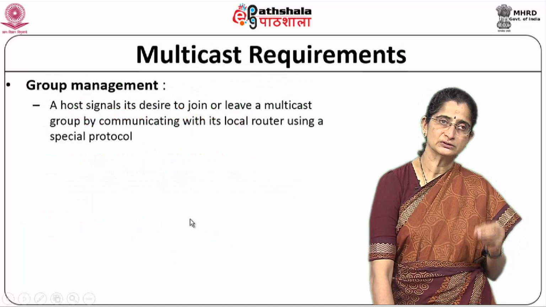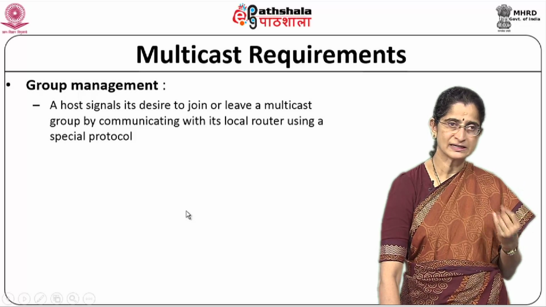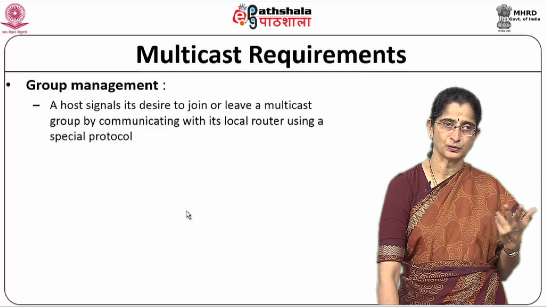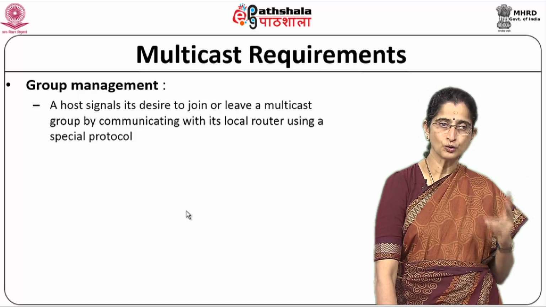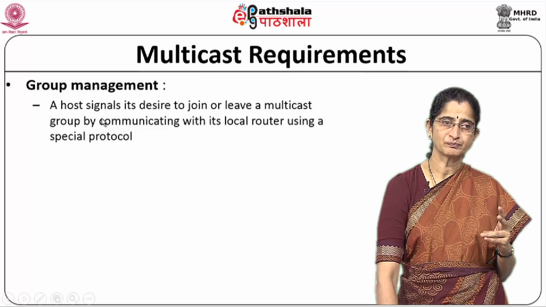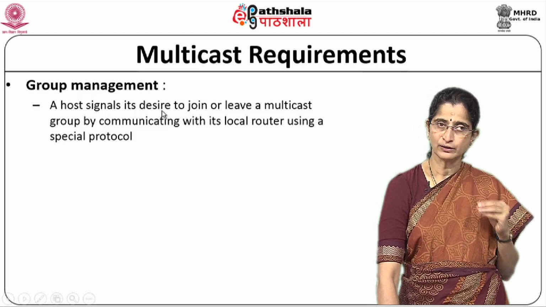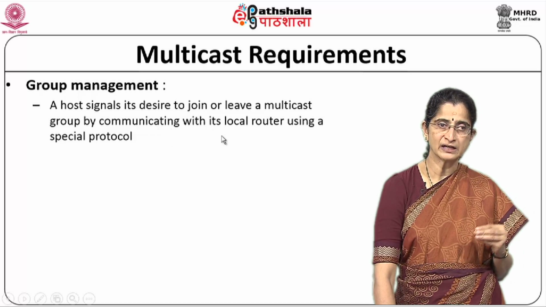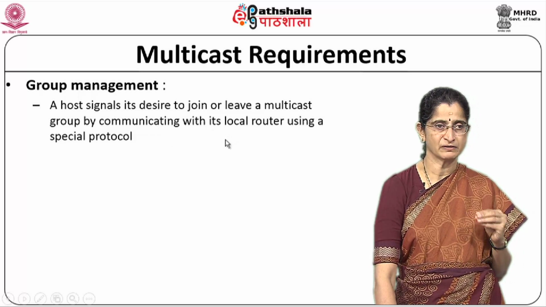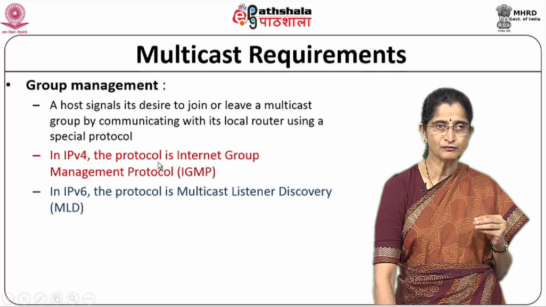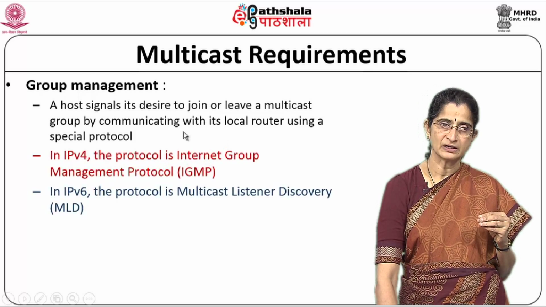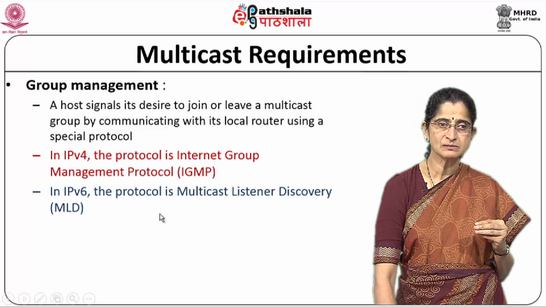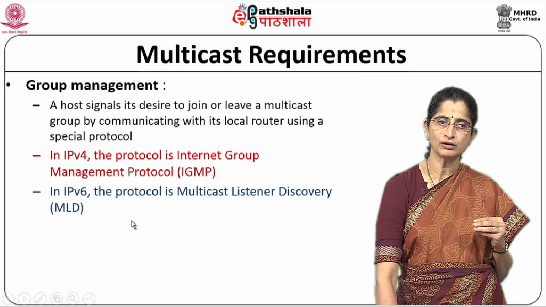Okay. So, what are the basic requirements for multicast? We said we need an addressing scheme, which is already provided by IP. The next things we said were group management and routing. These are the two things that we will be looking at now. Group management essentially has to take care of the following. A host should be able to join or leave a multicast group. It should be able to signal to join or leave a multicast group by communicating with its local router using some specific protocol. So, we need a protocol to do that. In IPv4, the protocol which takes care of this group management is called the Internet Group Management Protocol, IGMP. In IPv6, similarly, we have the Multicast Listener Discovery protocol, or MLD, which is used.